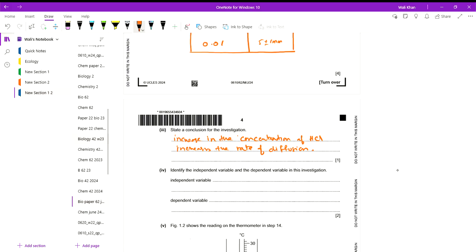Identify the independent variable and the dependent variable in the investigation. So the independent variable is the concentration of hydrochloric acid, and the dependent variable is the height of yellow agar.